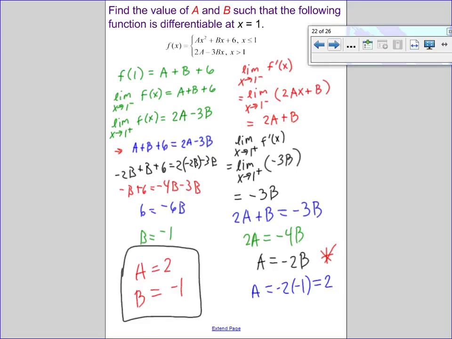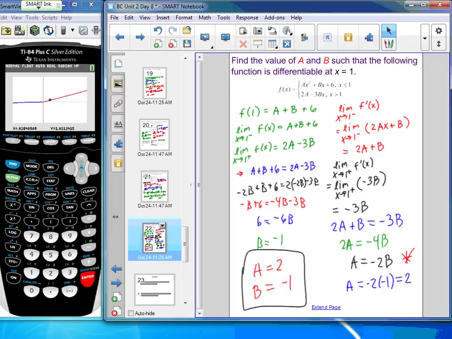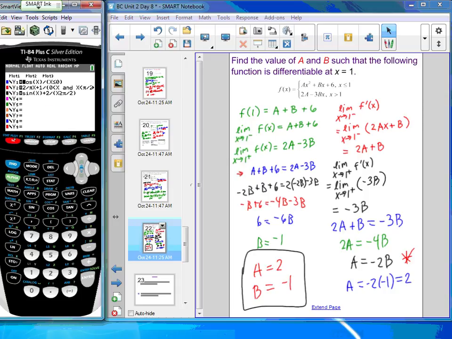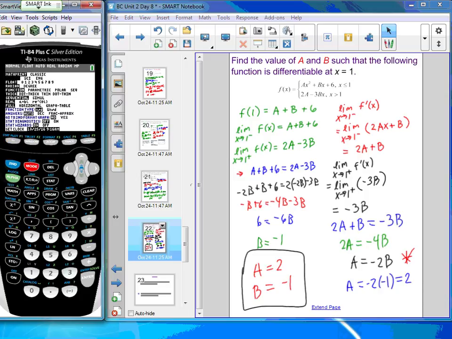All right, what am I dying to do now? I'm dying to check it. So let's go ahead and do one more emulator workup. We'll be good to go. I'm going to Y equals, clear. I'm going to zoom 6. And I'm going to enter my leftmost function, but I'm going to do it on my home screen. On my home screen, I'm going to enter my A value, 2. Enter. I'm going to store it in alpha A just so I can enter those exactly and not mess up.